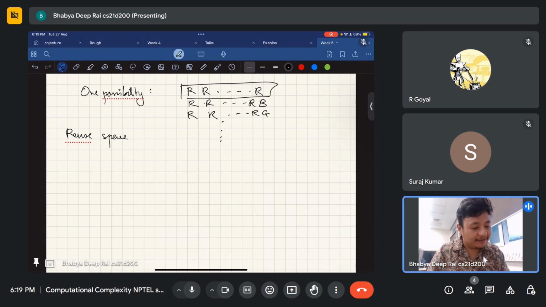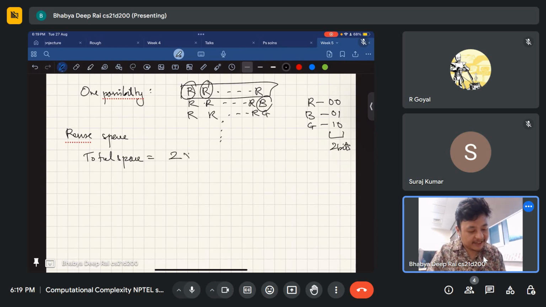Even if you are doing it in binary, I can represent red with 0 0, blue with 0 1, and green with 1 0, right? So the overhead is only 2 bits. So I can use 2 bits to represent red, 2 bits to represent blue, 2 bits to represent green all over. And reuse space. How much total space? 2 bits times the number of vertices, size of V, which is linear in the size of the graph. So space n.